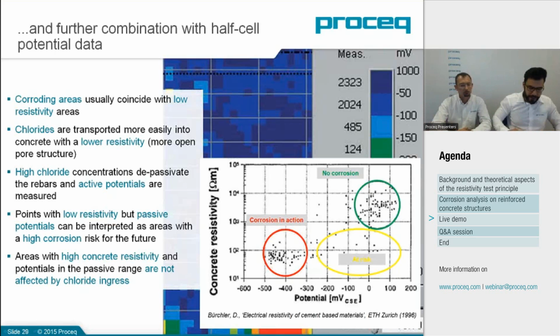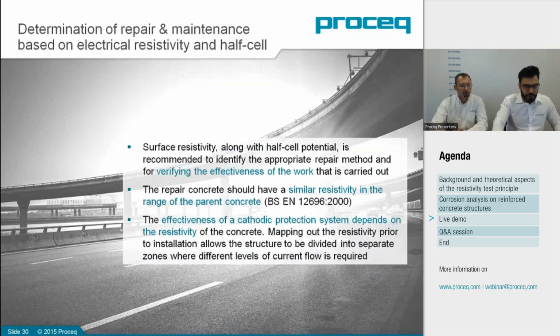Brilliant. Great, thank you. So on that note, combining all of this information together allows us to determine the appropriate repair and maintenance work that we need to go over, that we need to combine our resistivity and half cell, and so on and so forth. So, as mentioned before, provided that we go through such a maintenance and repair program, we still need to verify that the work that has been done has been effective and dealt with the problem to start with.